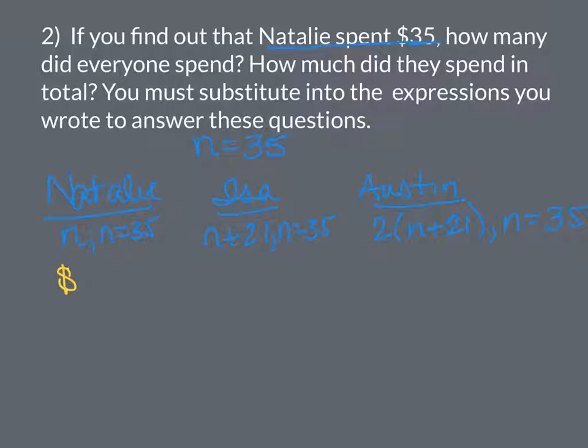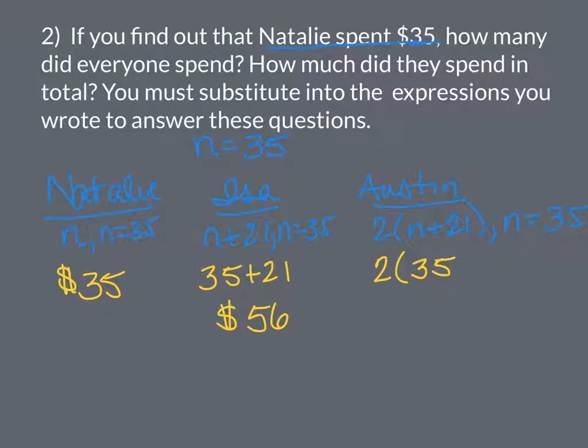So in this case, Natalie spent $35 because that's a simple straight substitution. Then I've got 35 plus 21. 30 plus 20 is 50. 5 plus 1 is 6, so that's $56 that Isa spent. Substitute in here, 2 times the quantity of 35 plus 21. I know I do what's inside parentheses first. 35 plus 21 is 56. I'm multiplying that times 2. 2 times 50 is 100. 2 times 6 is 12. So that's $112 that Austin spent. Now, there's how much each person spent.